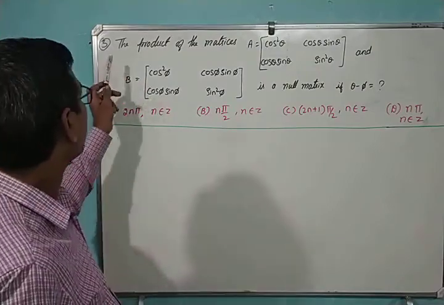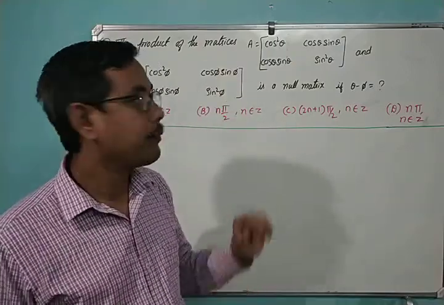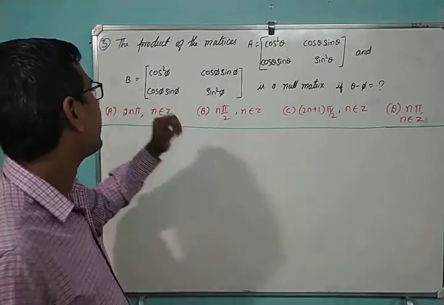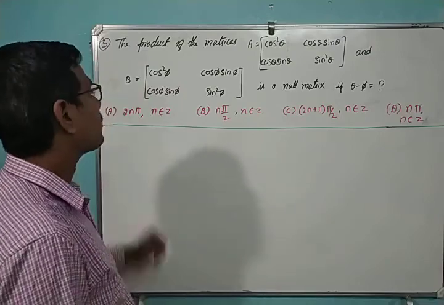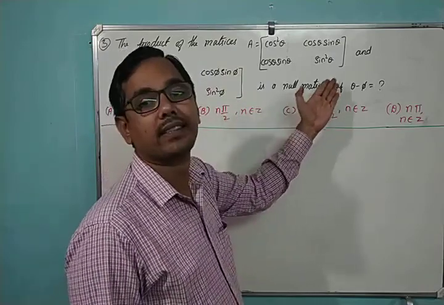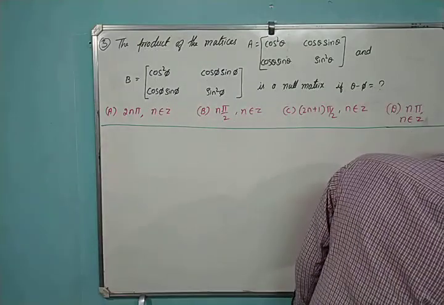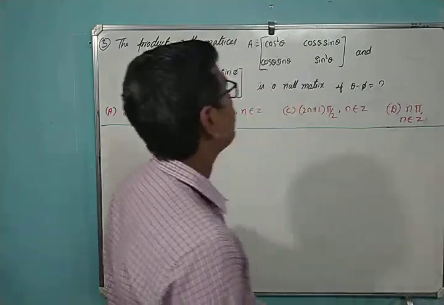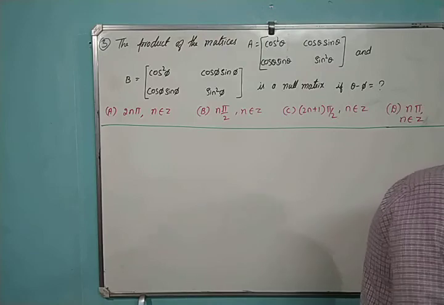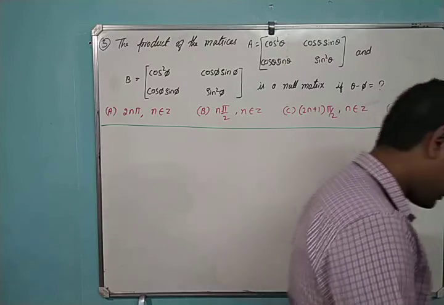Okay. So what is given over here? The product of the matrices A is equal to some 2 cross 2 matrix, which is a function of theta, and here matrix B is a function of phi. They are saying that the product of these two matrices will be a null matrix if theta minus phi is equal to what. So how to proceed with that? Check with the product A into B. What else have they given? Nothing. That's it.